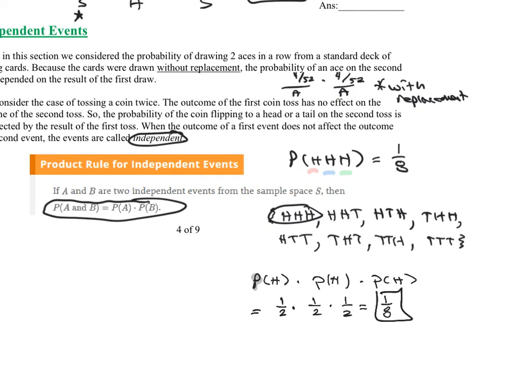So if we use this new product rule for independent events, for the probability of getting heads, heads, heads, we don't need to look at all 8 possible outcomes. All we have to do is consider each individual coin flip and multiply those probabilities. It doesn't let us see the sample space, but it does help us get the answer to the individual question, what's the probability of getting heads, heads, heads, significantly faster.